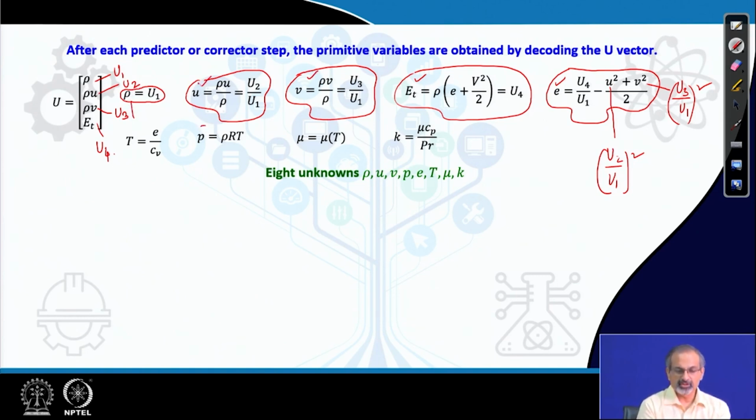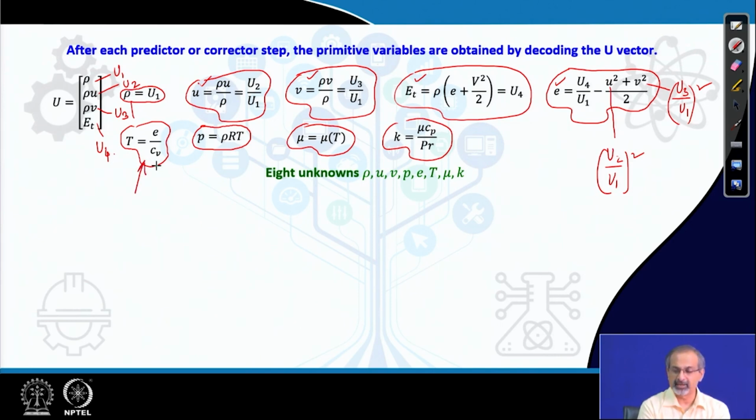Similarly, once you have worked out density and 2 components of velocity, E t and E, you can get pressure, for example, temperature, viscosity and thermal conductivity. For temperature, what do?